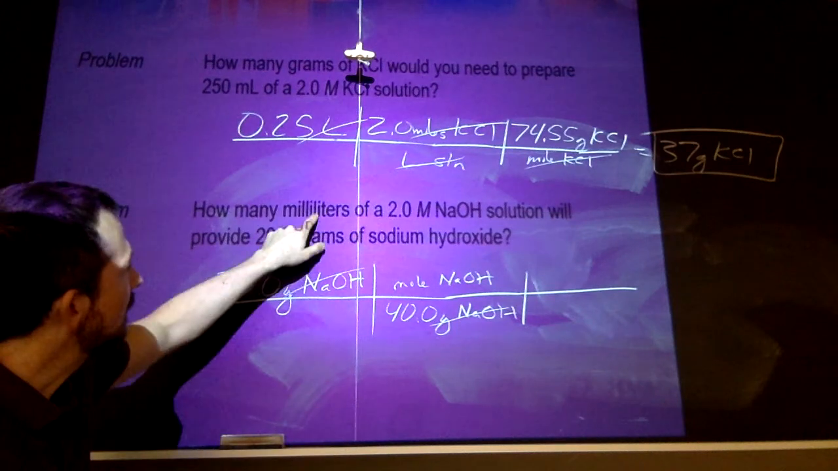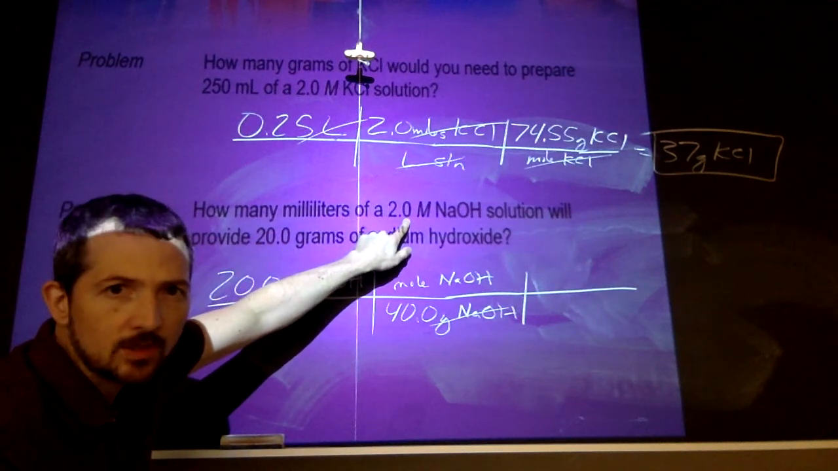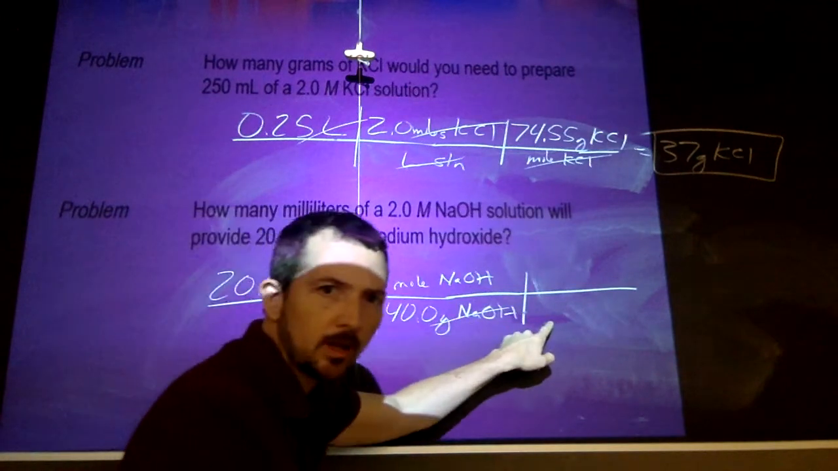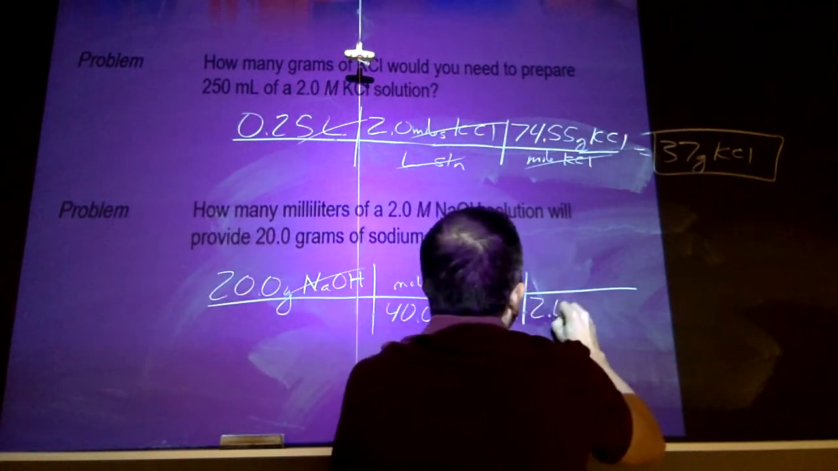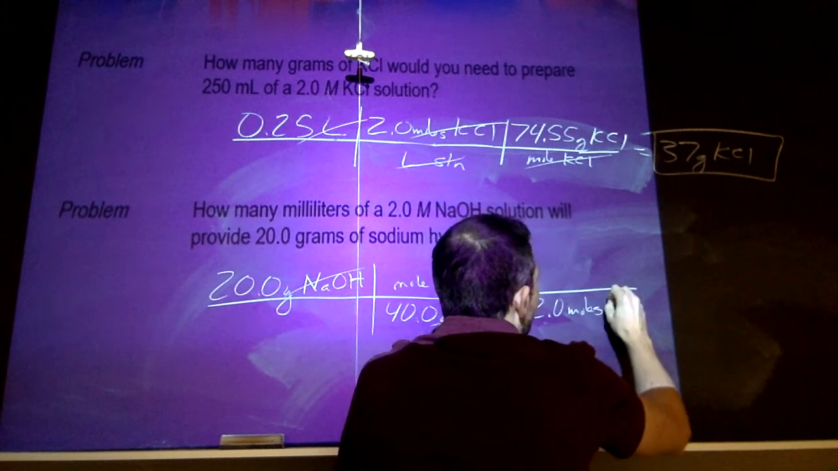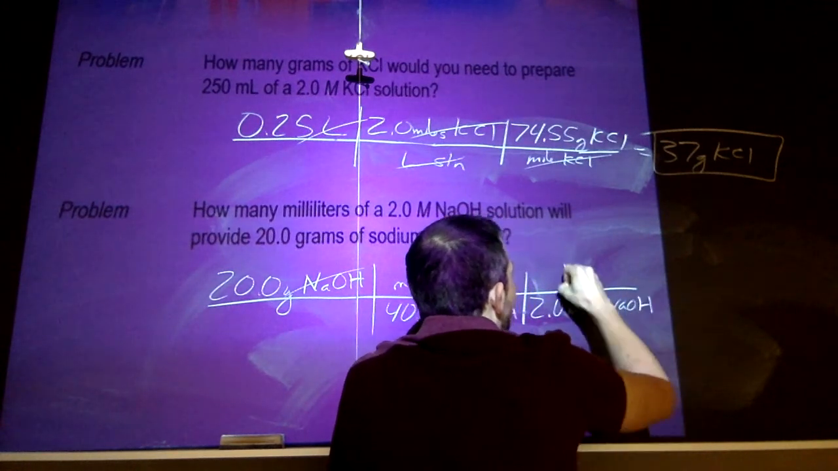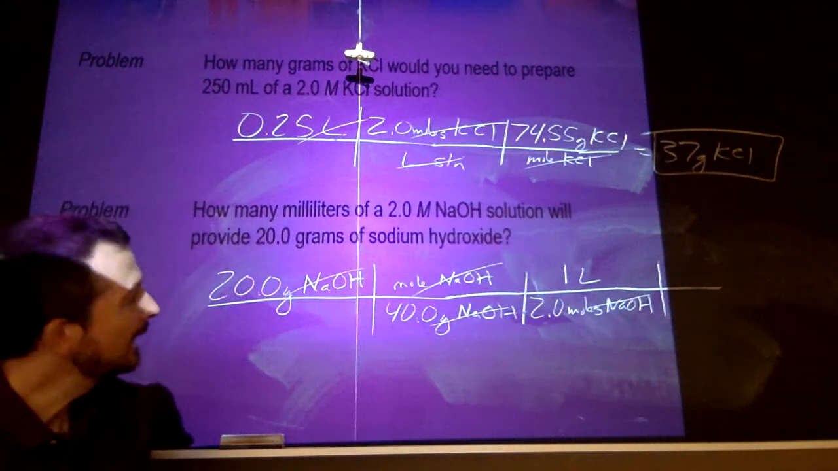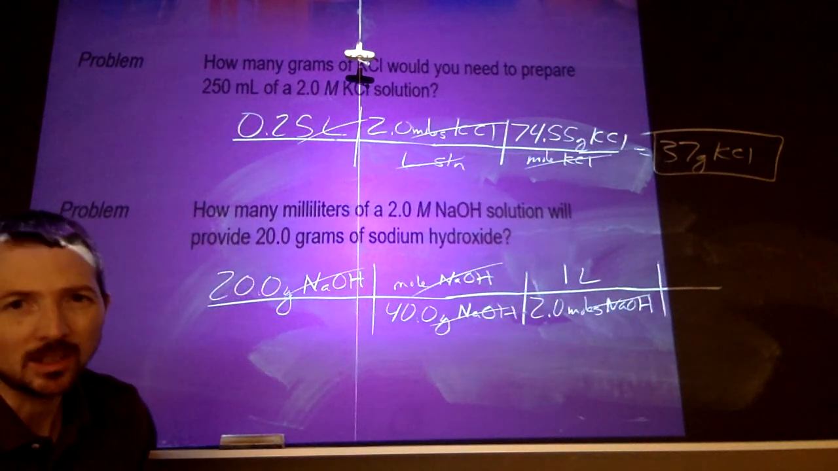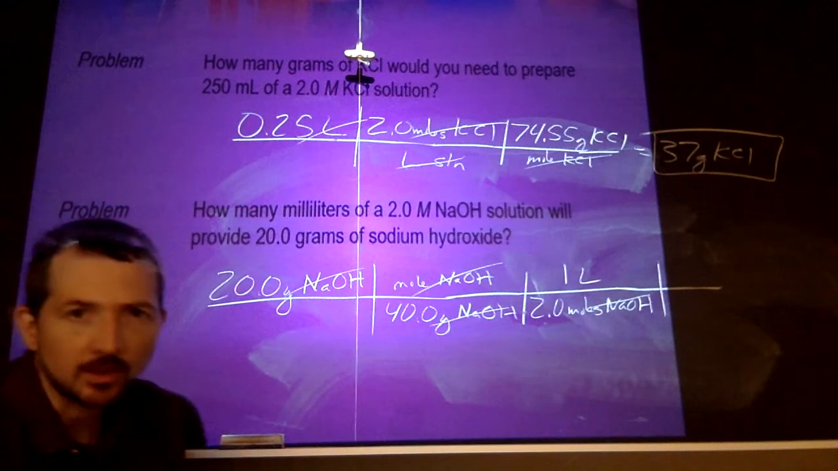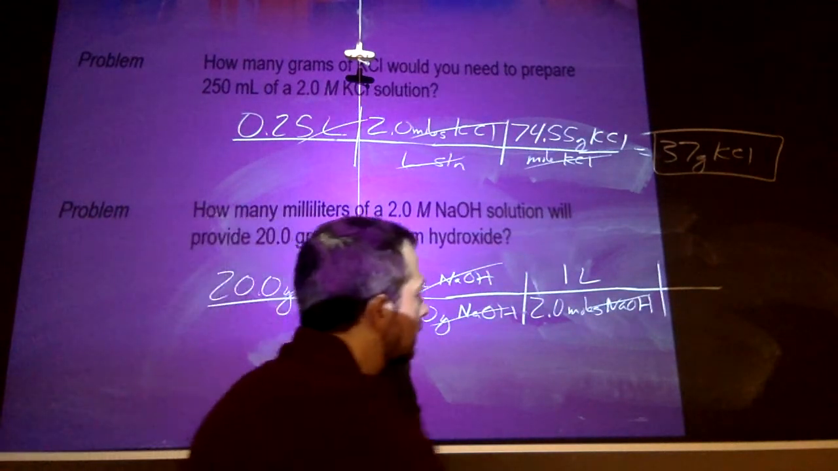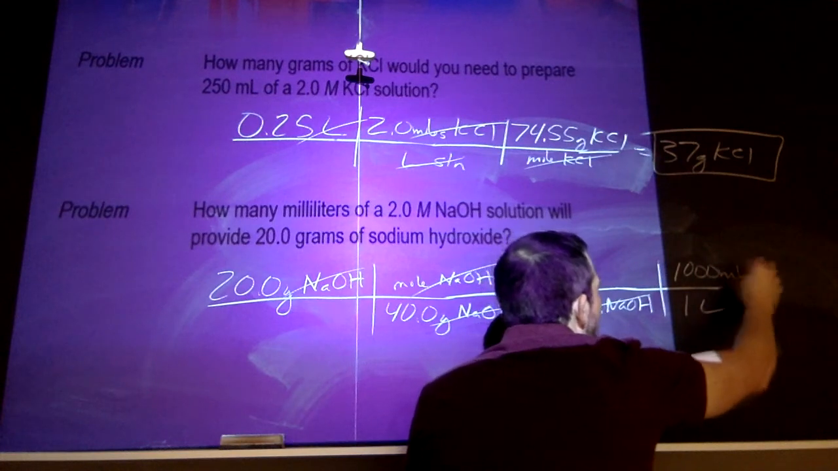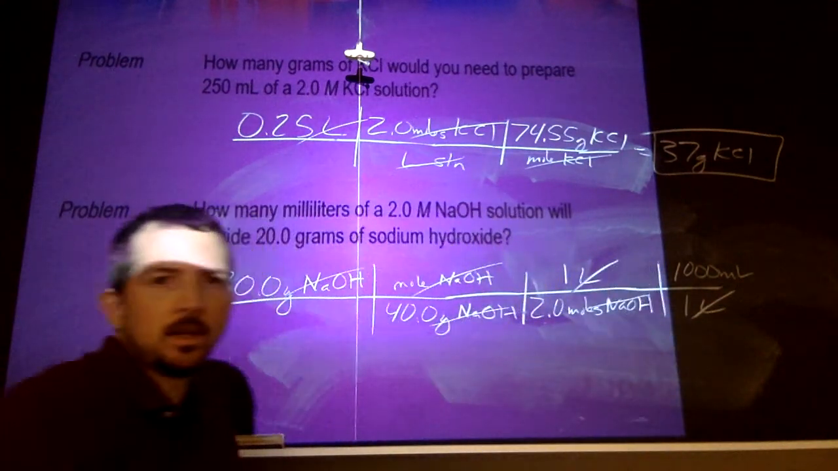Now I asked how many milliliters, so here's where I'm going to use my conversion factor. This is moles per liter. I've got moles on top here, so I need moles on bottom here. So it's 2 moles in a liter. Now it says how many milliliters, so then I need to convert the liters to milliliters. So 1 liter, 1,000 milliliters, and I'll have my answer.